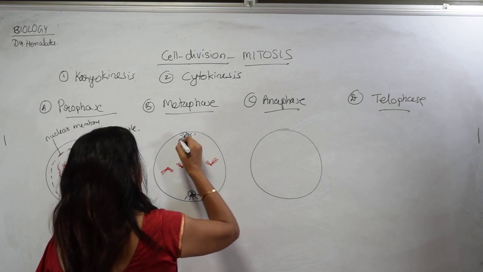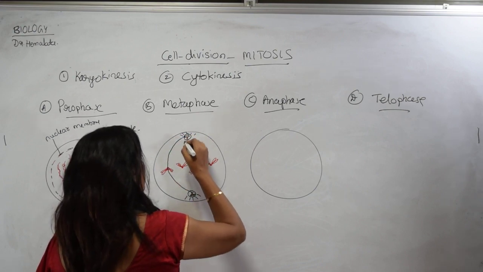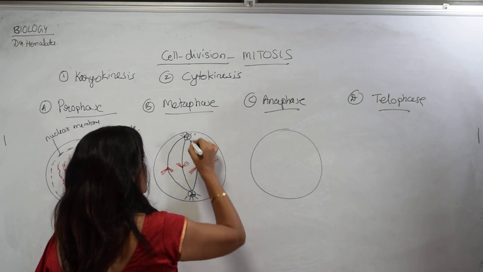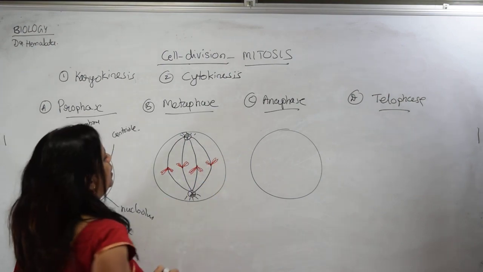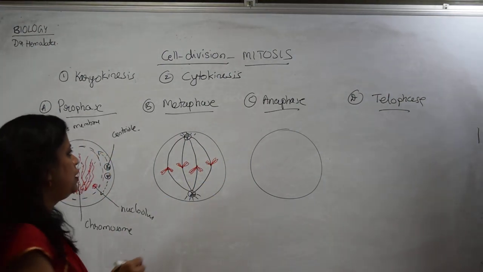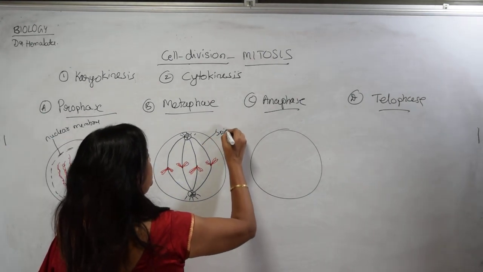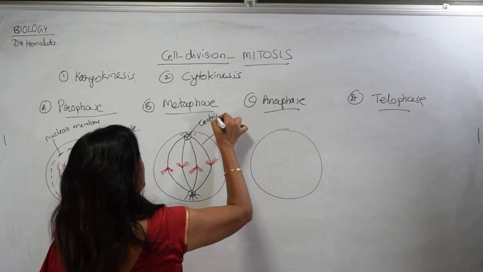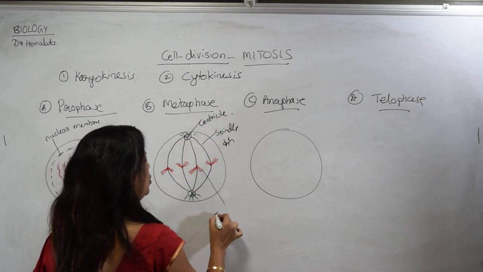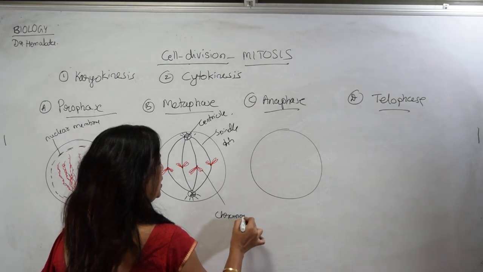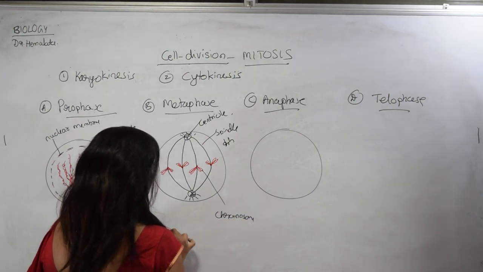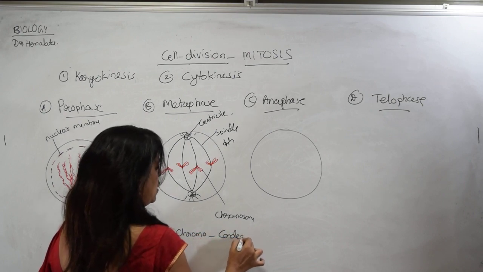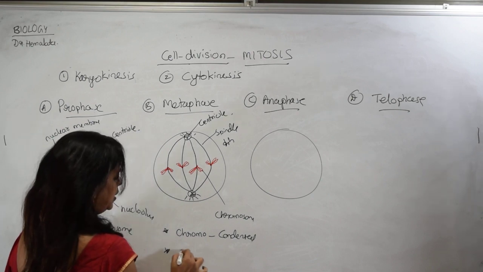asters and spindle fibers. Spindle fibers will pass through the chromosomal kinetochores. Like this. These are the spindle fibers. And this is the centriole. These are the asters, and these are the chromosomes arranged in the equator. So the important point here is that chromosomes are highly condensed and arranged in the equator.